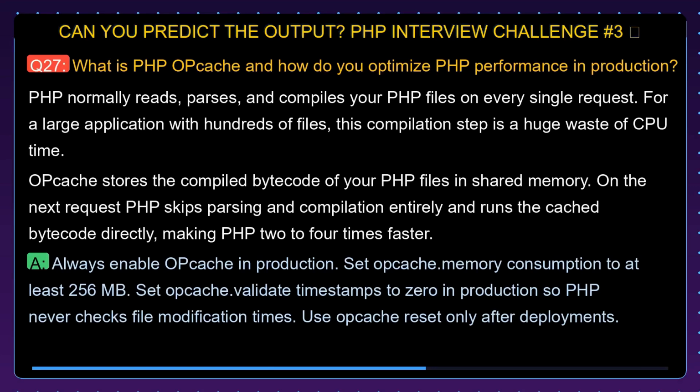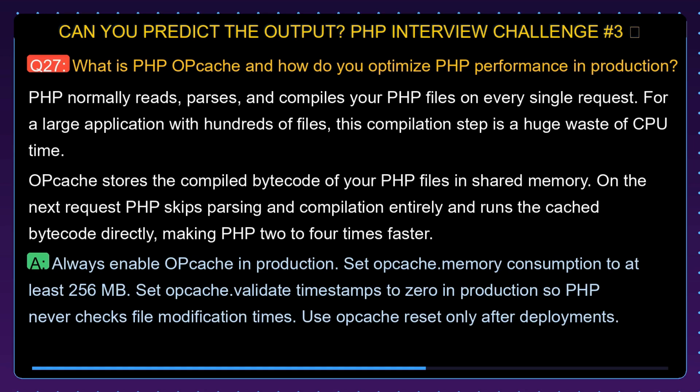Q27. What is PHP OPcache and how do you optimize PHP performance in production? PHP normally reads, parses, and compiles your PHP files on every single request. For a large application with hundreds of files, this compilation step is a huge waste of CPU time. OPcache stores the compiled bytecode of your PHP files in shared memory. On the next request, PHP skips parsing and compilation entirely and runs the cached bytecode directly, making PHP 2 to 4 times faster. Always enable OPcache in production.